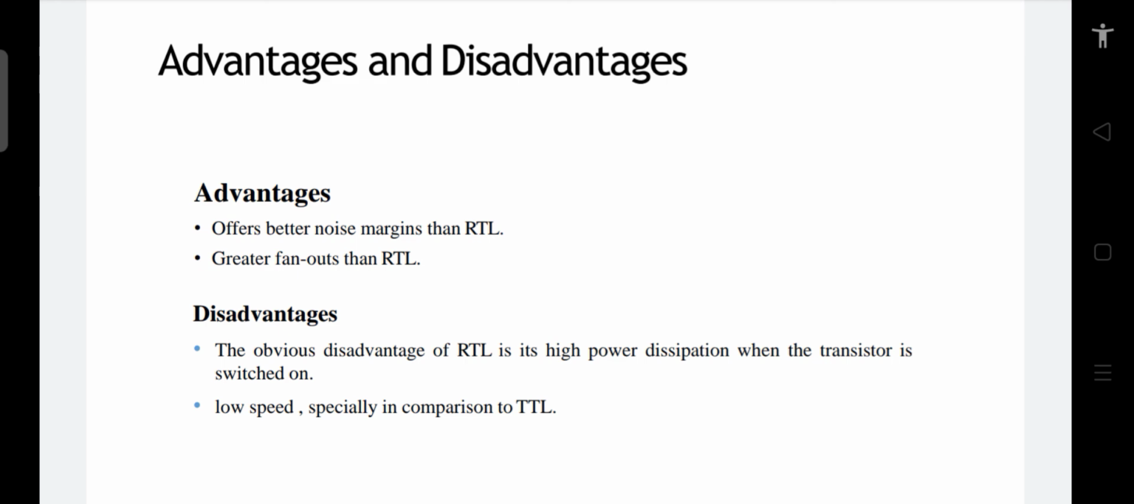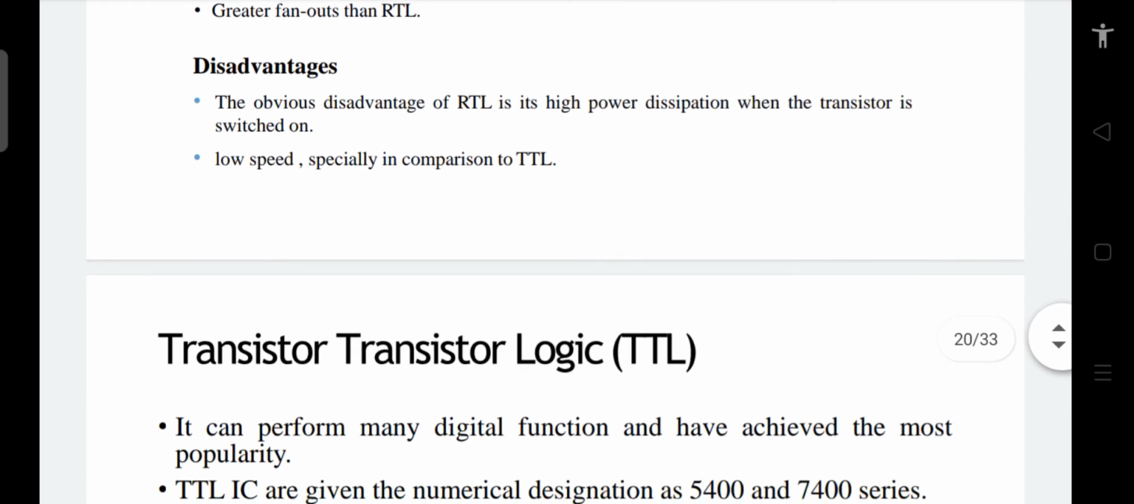This logic family has low speed, especially in comparison to TTL. So it has better speed than RTL, but poorer than the other logic families. Okay, so that is what the advantages and disadvantages are.